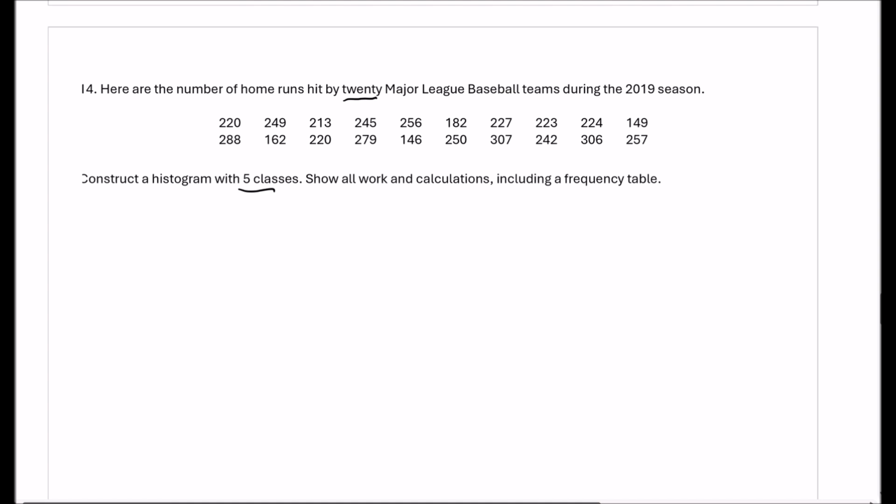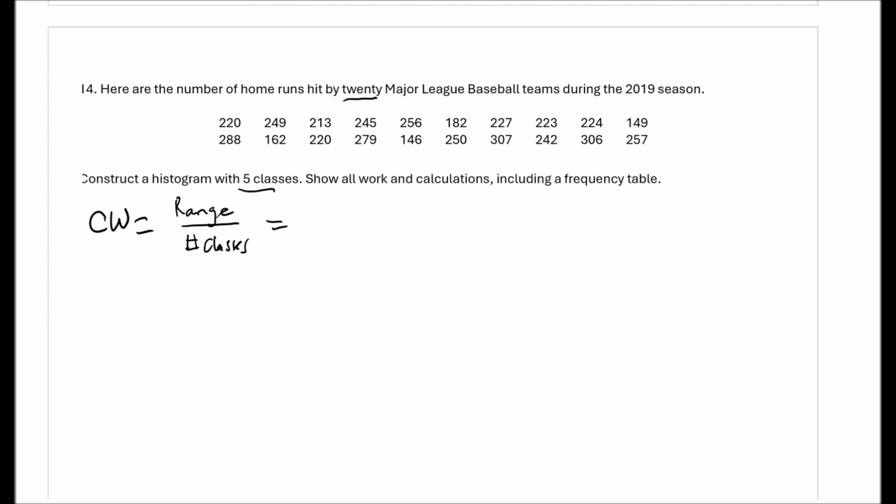Remember, to construct a histogram, you need to first calculate the class width. The class width is the range divided by the number of classes, and the range is the maximum minus the minimum. Here, they did not put the numbers in order. We don't have to put them in order, but we just have to find the biggest and the smallest.